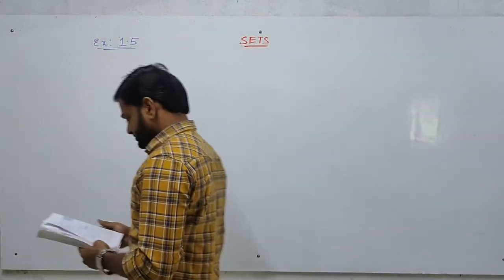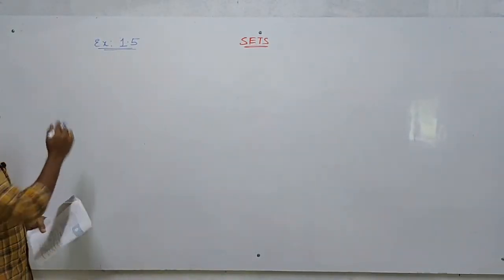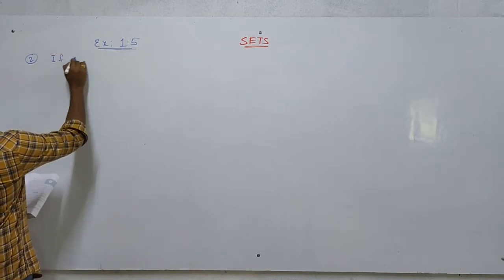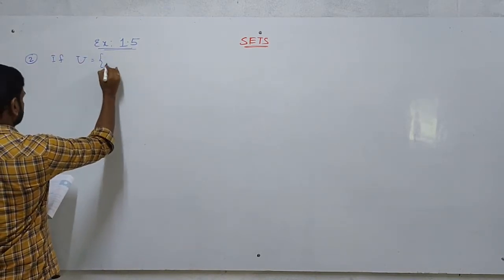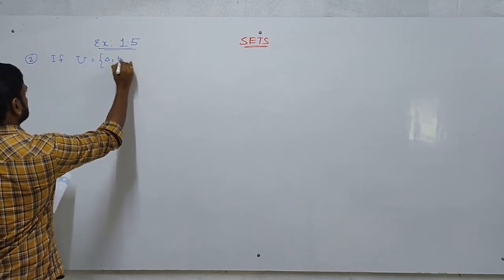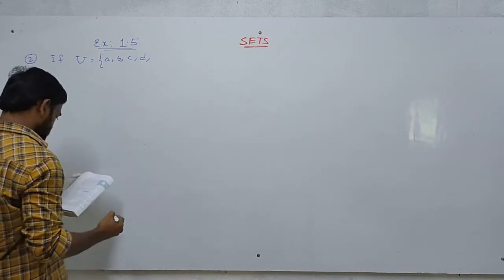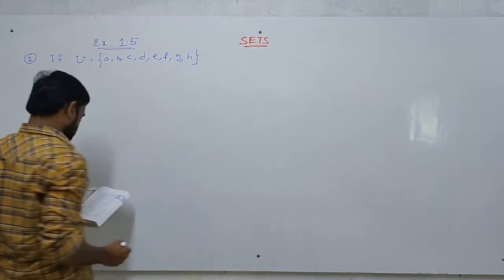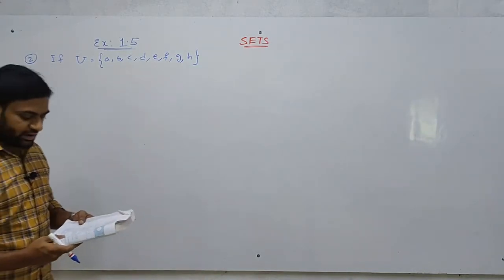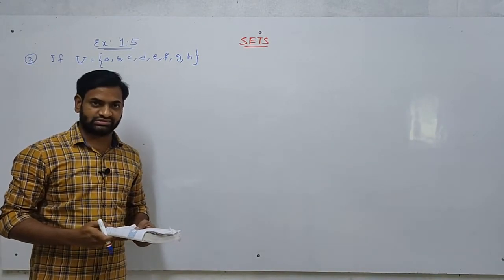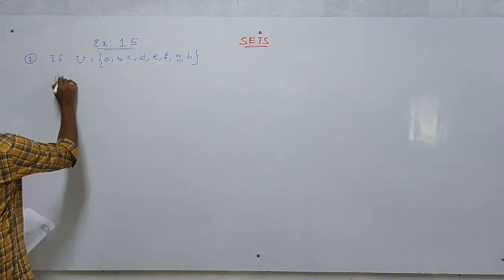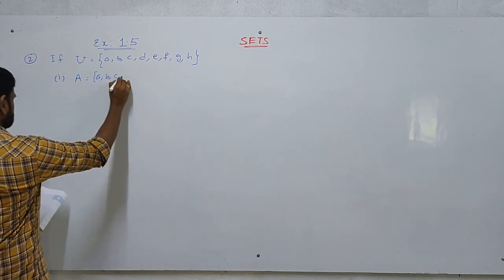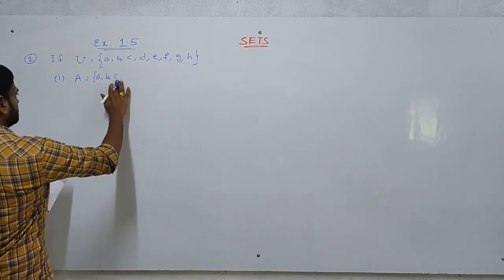Come to the next problem, the second one. If u equal to a, b, c, d, e, f, g, h. These are the elements. Find the complements of the following sets. First one is capital A equal to a comma b comma c. That's it.